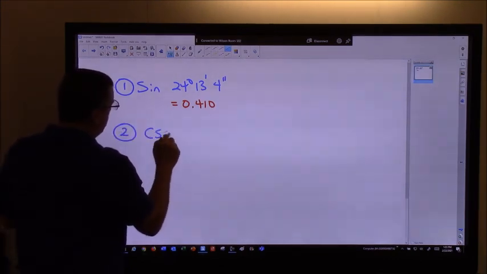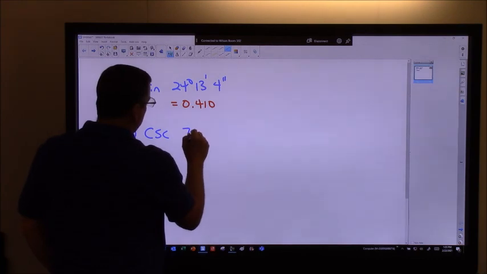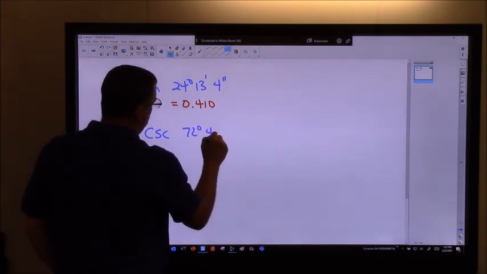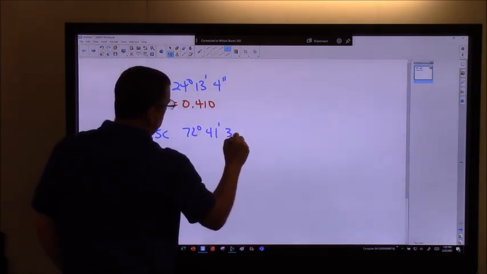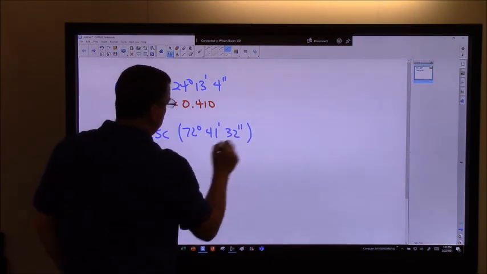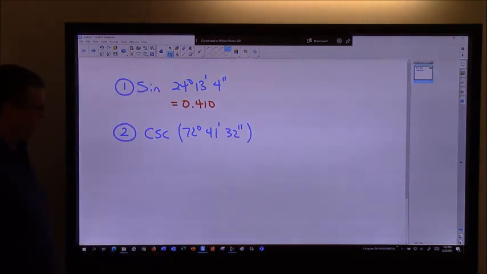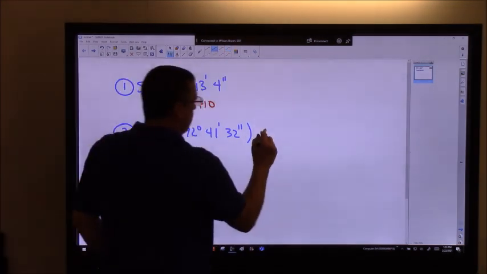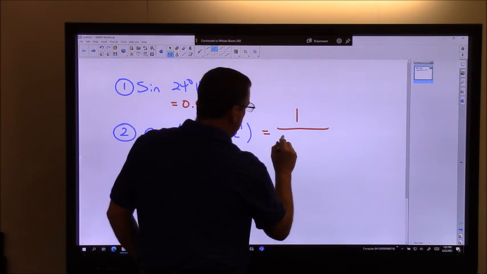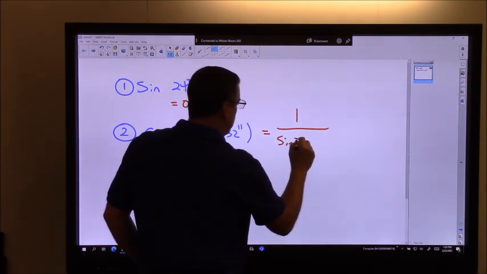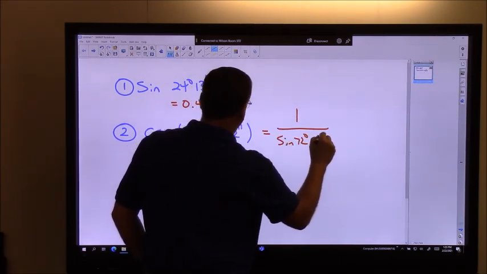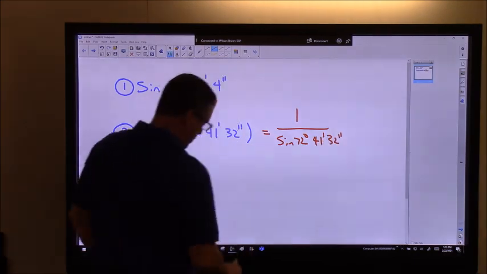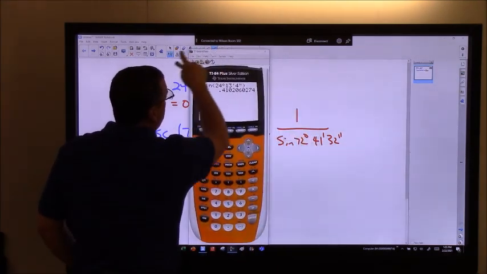This time we want the cosecant of 72 degrees, 41 minutes, 32 seconds. You guys see if you can get that. All right, so I know that the cosecant is the reciprocal of the sine, so that means I'm going to have to do 1 divided by the sine of 72 degrees, 41 minutes, 32 seconds. So that's what I want to do in the calculator.